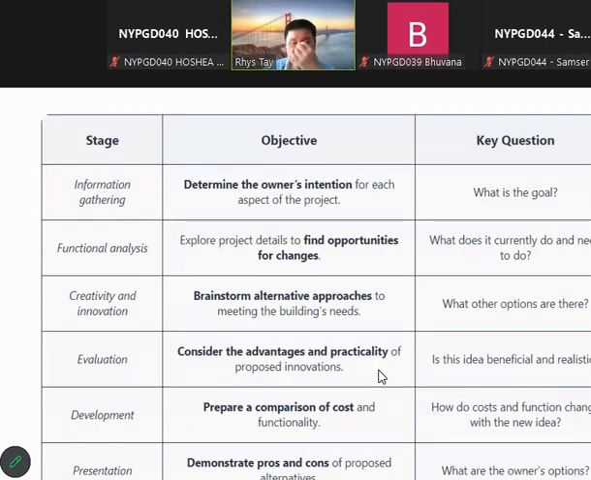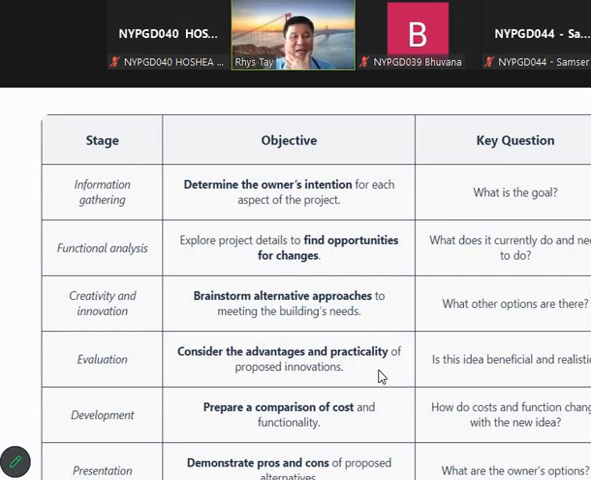Here is some of the information, for example, information gathering. Determine the owner's intention for each aspect of the project. And the key question to ask is, what is your goal? What is your objective? What is your strategic goal, right?